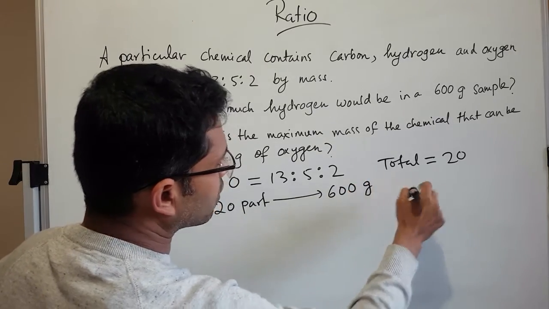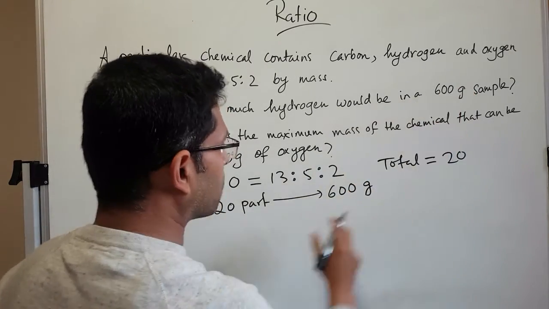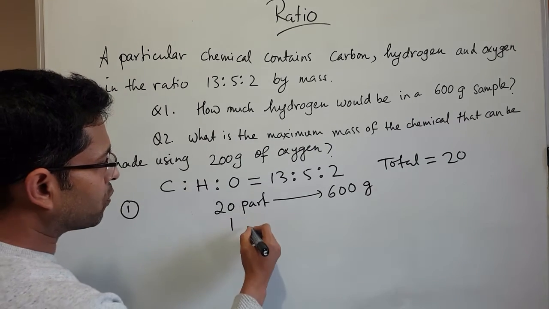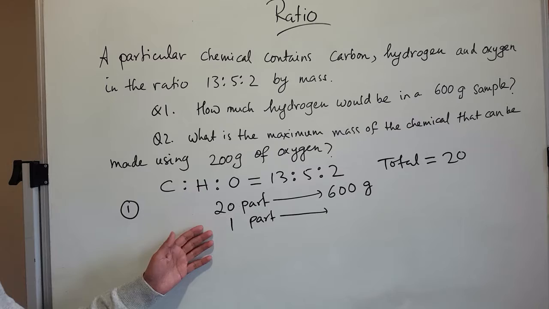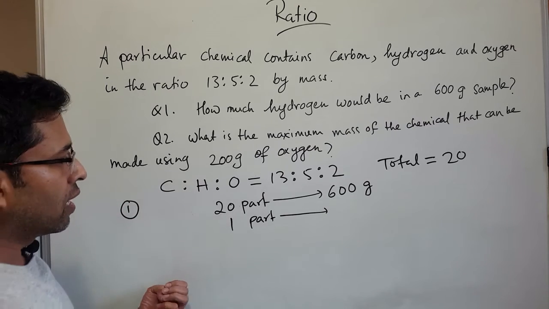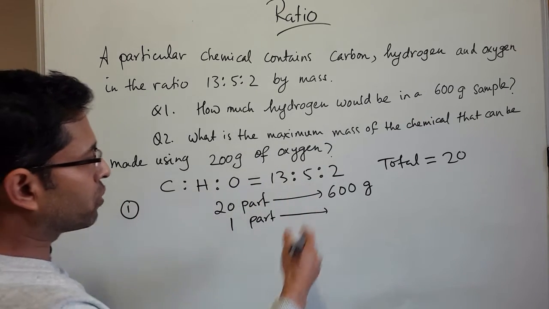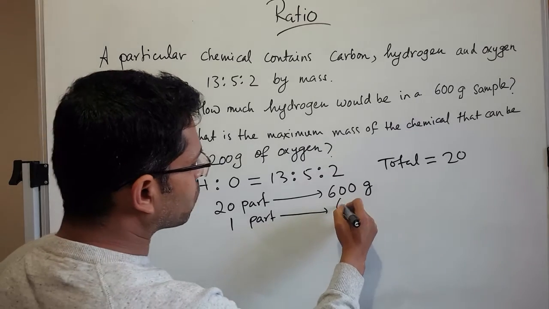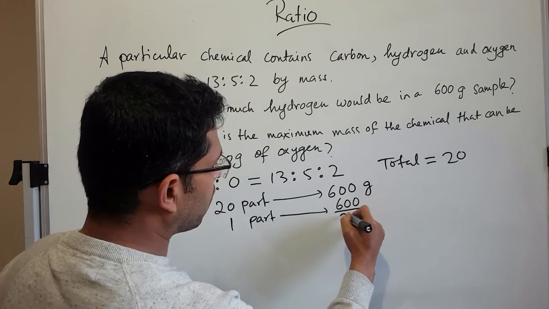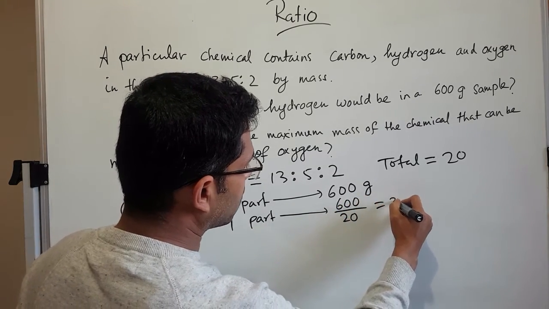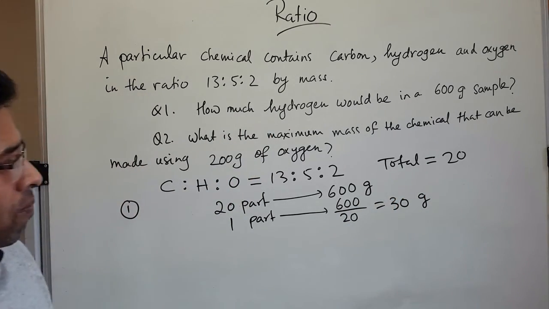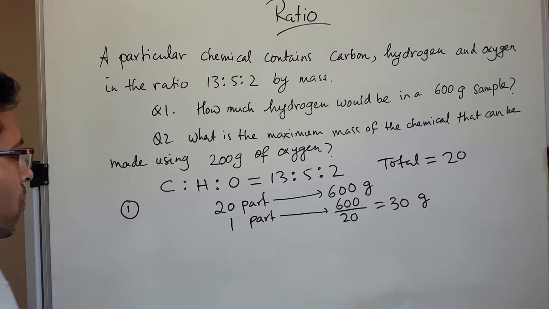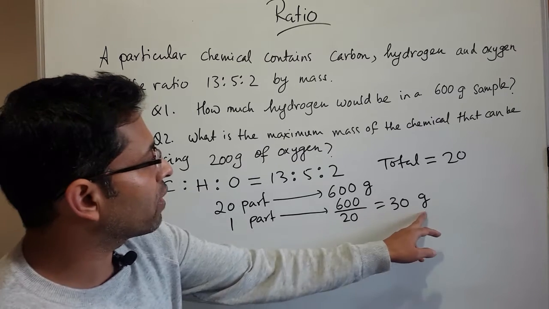Always when you are doing that, ask what is the total part and what is the total amount, then what is each part? Whenever we are doing a ratio problem, we try to look at each part, and then it's easier to find out any composition. So one part is equivalent to 600 divided by 20, which gives us 30 gram. Now one part is equivalent to 30 gram.